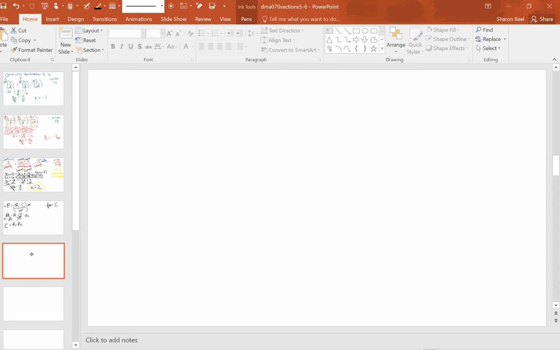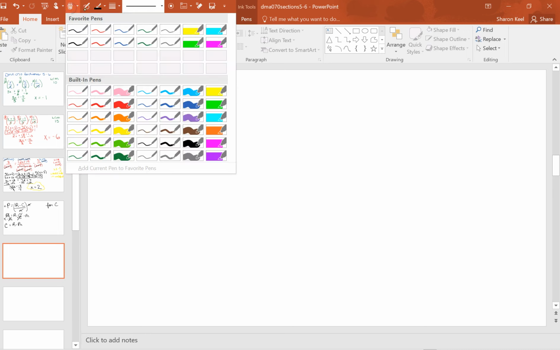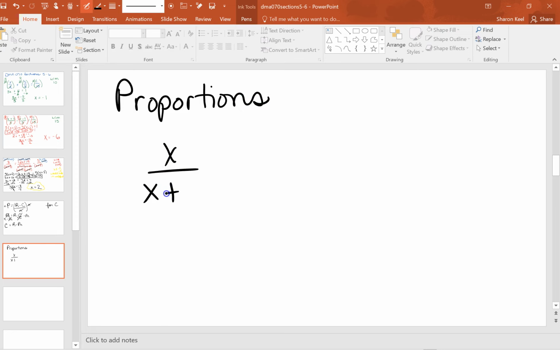As we move into our next section, we're looking at proportions. Let's start with a simple one here. We have x over x plus 5 and 1 over x minus 3.